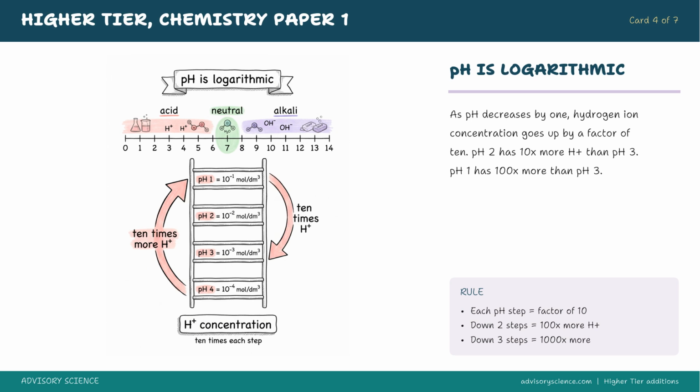In the exam, if asked what happens to hydrogen ion concentration when pH drops from 4 to 2, the answer is 100 times bigger. Two factor of 10 steps are stacked. So each pH step is a factor of 10, 3 steps down, 1,000 times more H+.